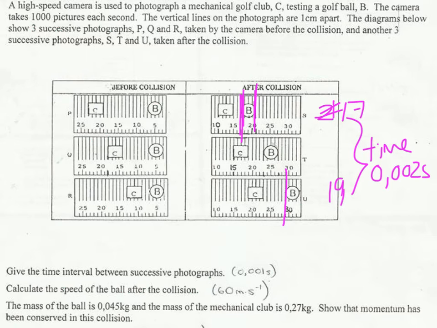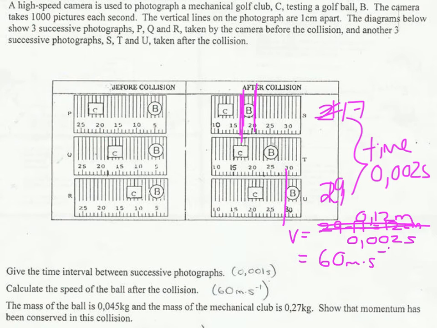So I'm going to say velocity is equal to change in displacement, which is going to, sorry, this isn't 19, it's 29. It's going to be 29 minus 17, which is equal to 12 centimeters. But 12 centimeters is actually equal to 0.12 meters, divided by a time of 0.002 seconds, and that turns out to be 60 meters per second.